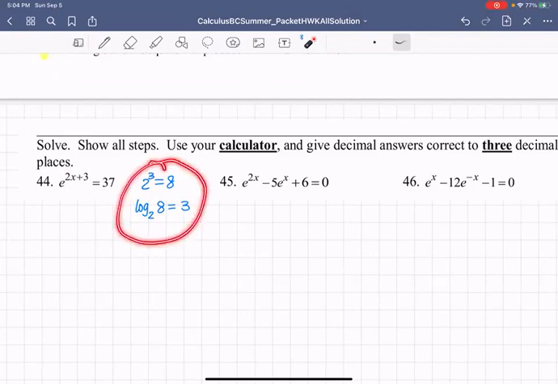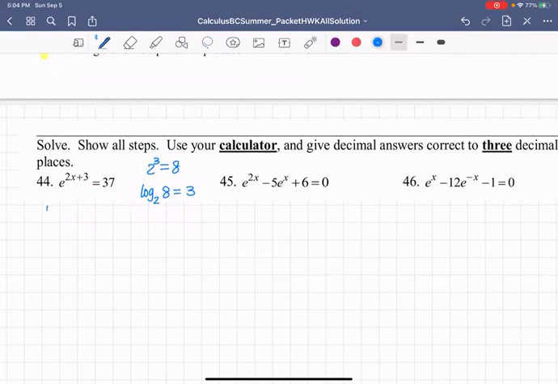So using this, can we rewrite this equation? Log e of 37 equals 2x plus 3. Very good. E is a scientific number, just like pi. E is close to, okay, yeah. It never repeats. It is an irrational number, okay?